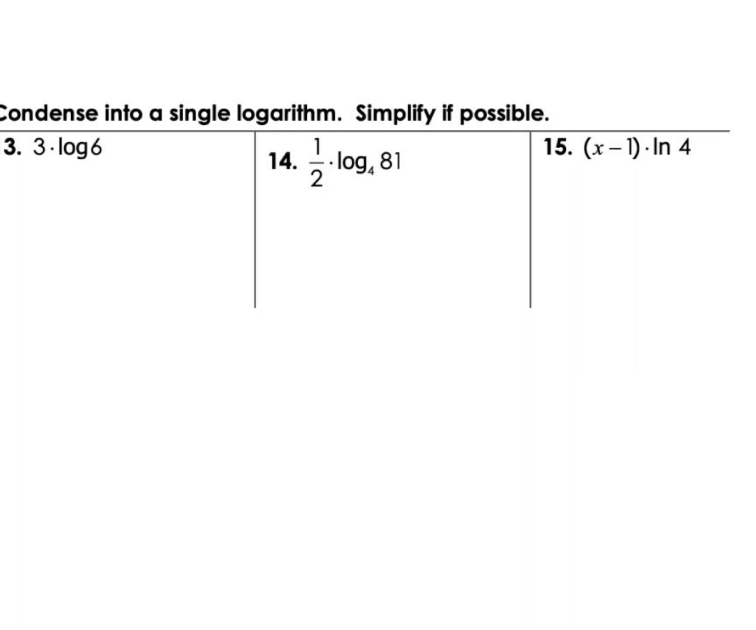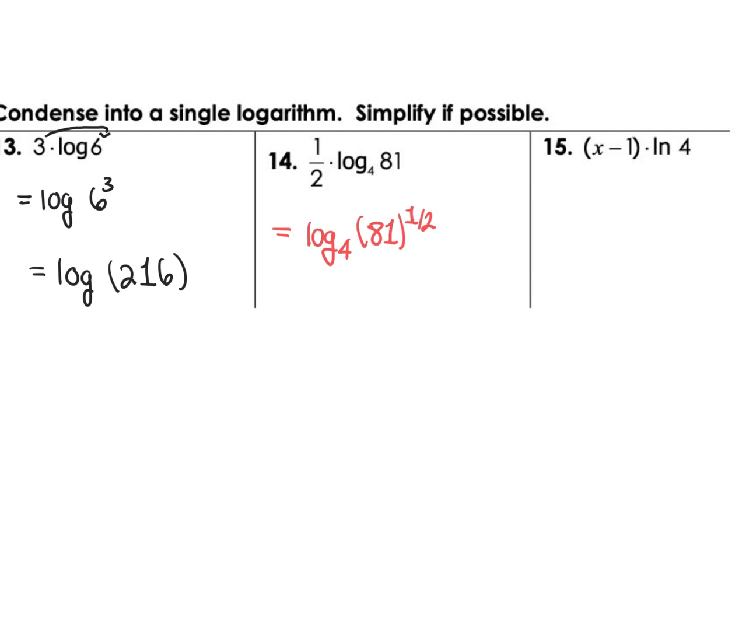3 times log of 6, so we're going to take 3 and make it the exponent of 6, so this will be log of 6 to the third power, which will be log of 216. Now we have 1/2 times log base 4 of 81, which will be log base 4 of 81 to the 1/2, which is log base 4 of the square root of 81, which is log base 4 of 9.